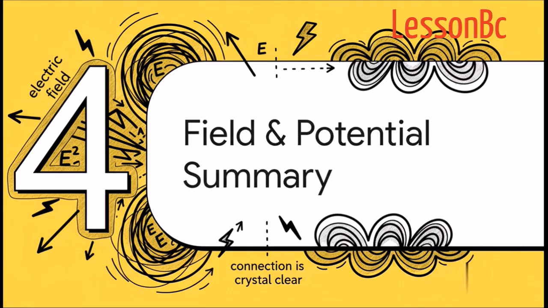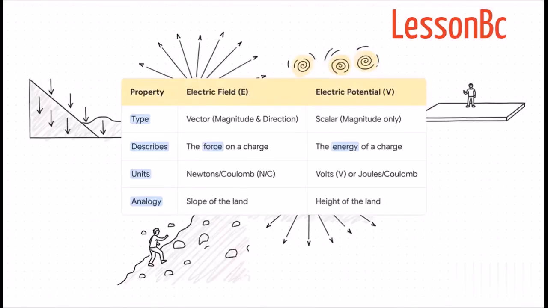All right, we've thrown two big related ideas at you, the electric field and electric potential. So let's put them side by side and just quickly summarize the key differences so it all sticks. So the electric field is a vector. That means it's got both strength and direction, and it tells you about the force a charge is going to feel. Electric potential, on the other hand, is a scalar. It just has a magnitude, a number, and it tells you about the potential energy at that point. So to use our analogy one last time, the electric field is how steep the hill is, while the potential is how high the hill is. Two different ways of describing the same landscape.